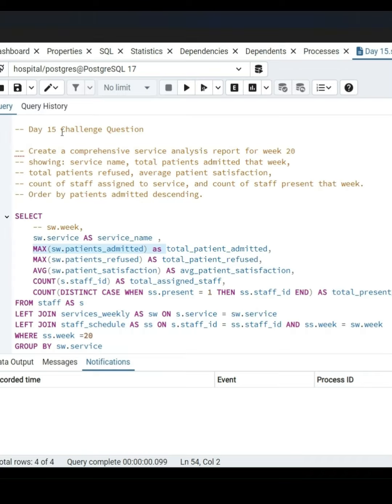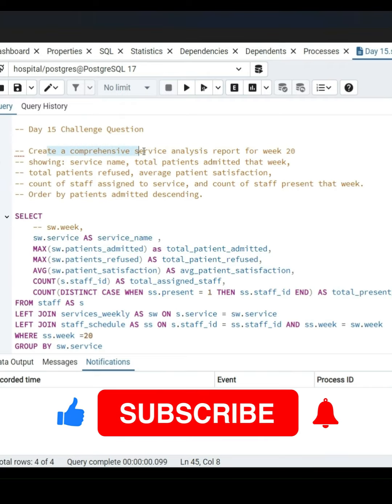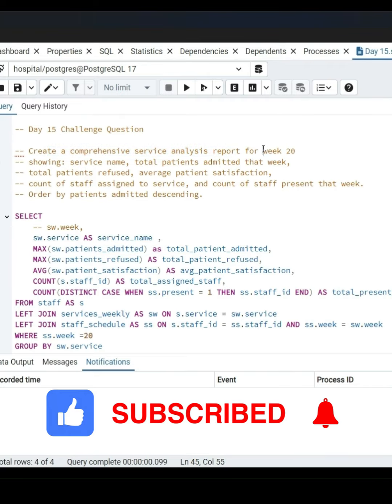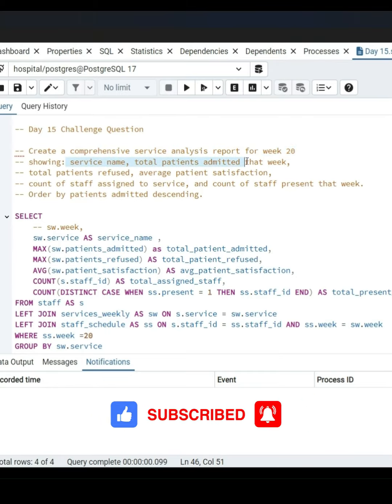So the day 15 challenge question is you need to create a comprehensive service analysis report for a particular week, week number 20, showing information like service name, total patients admitted that particular week, total patients refused, average patient satisfaction, the count of staff assigned to the service, and the count of staff present that particular week. And finally, order the patients admitted in descending order.